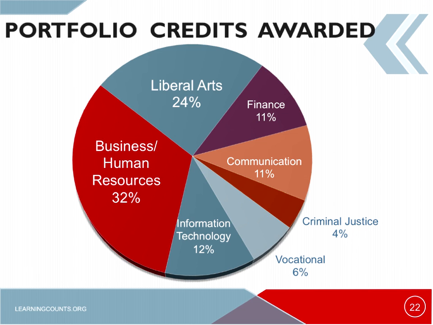To give an idea of where portfolio credits are being awarded, at least through Learning Counts, you'll see in this graph that it's fairly well balanced. Many of us would presume that most of the credits being sought would come from business, based on work experience. But as you can see, we have a number of credits that are coming out of the liberal arts or general education core type areas.